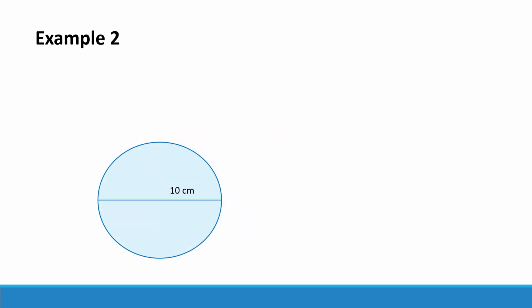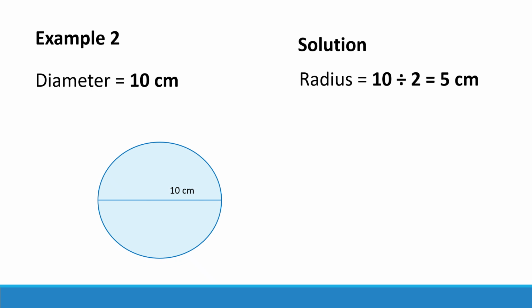Let's look at another example. This time, the question gives us the diameter, which is 10 centimeters. Remember, the area formula uses the radius, not the diameter. So first, divide the diameter by 2. 10 divided by 2 equals 5, so the radius is 5 centimeters. Now substitute the radius into the formula. Area equals pi times 5 squared. The area is approximately 78.5 square centimeters.